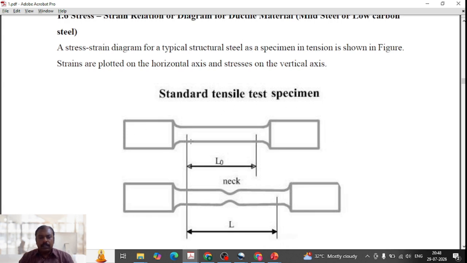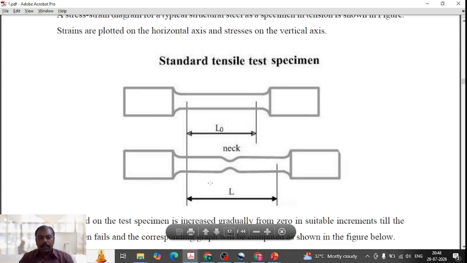and this is the length of the specimen, and this is the part where it is fixed in the fixture in a tensile test machine. And if the tensile machine produces tensile forces and pulls the material, over pulling the material, a neck will be forming in the material.